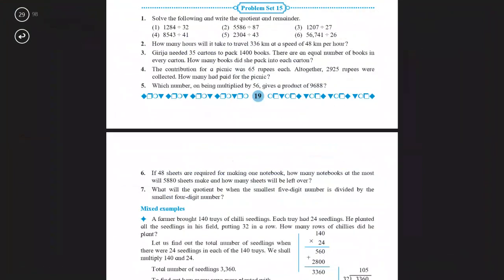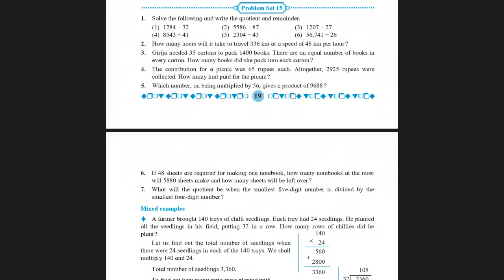Girija needed 35 cartons to pack 1400 books. There are an equal number of books in every carton. How many books did she pack into each carton? So, Girija had how many books totally? 1400. How many carton boxes did she have? 35. What we have to find out? 1400 books in 35 cartons. How many books did she keep in each of these cartons? And they were an equal number.